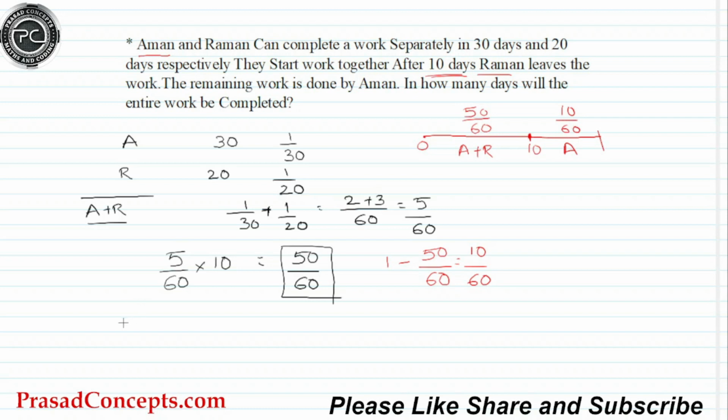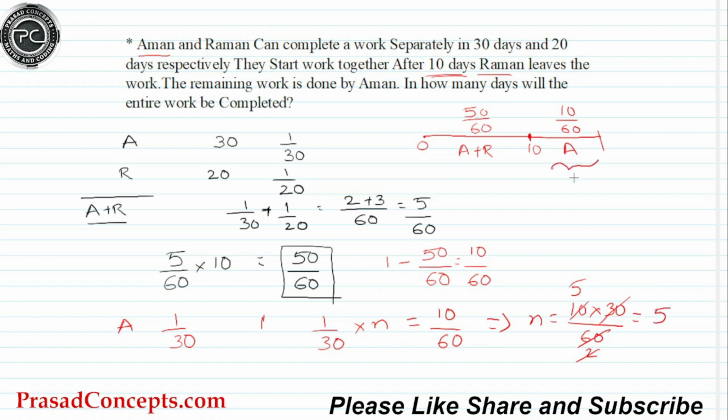Am I clear? Now Aman can do 1/30th part of the work in 1 day. So to complete 10/60th part, how many days? 1/30 into n, number of days, equal to 10/60. That implies n equal to 10 into 30/60, which is 5 days. So this remaining part is 5 days.